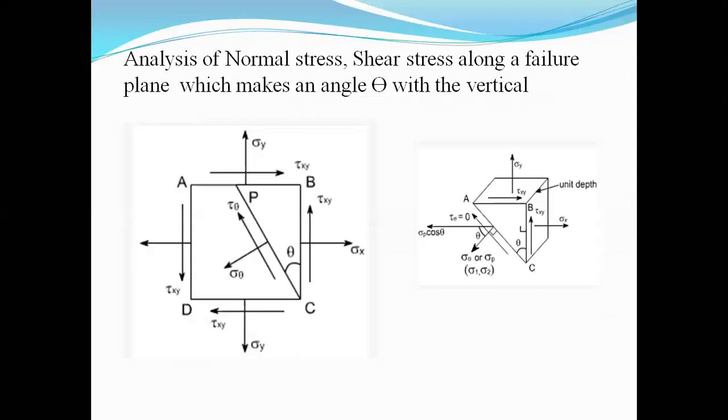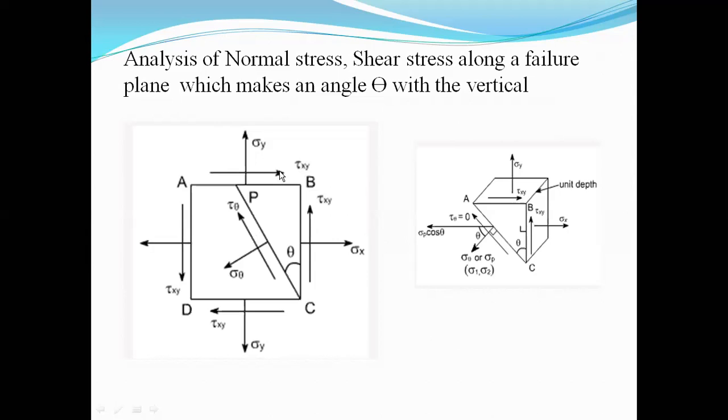Next, analysis of normal stress and shear stress along a failure plane which makes an angle theta. In this case, look at here. This is a 2D block as we discussed in earlier slides, on which sigma x and sigma y are the normal stresses. Tau xy and tau yx here are both taken as equal because we assume that they are equal.